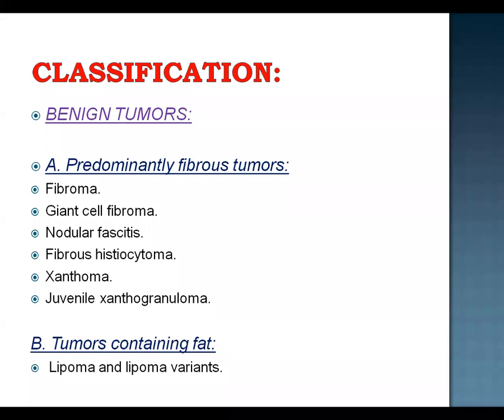Coming towards the benign connective tissue classification, benign tumors are classified into predominantly the fibrous tumors: fibroma, giant cell fibroma, nodular fasciitis, fibrous histiocytoma, xanthoma, juvenile xanthogranuloma. Then the tumors containing the fat are the lipoma and lipoma variants. So first classification contains the fibrous tumors, that are the fibroma, very important one, giant cell fibroma, nodular fasciitis, then the fibrous histiocytoma, then tumors containing the fat are the lipoma and the lipoma variants.